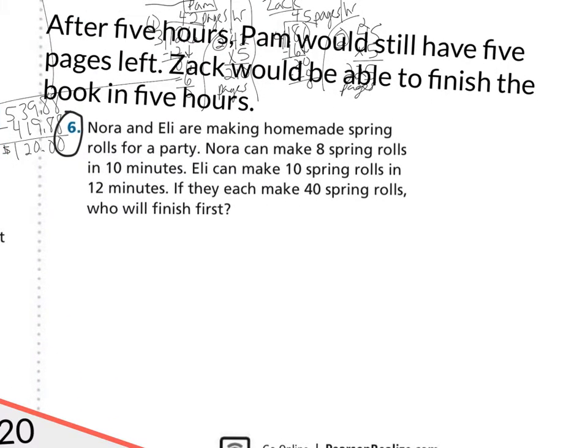Okay, number 6, Nora and Eli are making homemade spring rolls for a party. Nora can make 8 spring rolls in 10 minutes. Eli can make 10 spring rolls in 12 minutes. If they each make 40 spring rolls, who will finish first? Okay, so the race is on here.